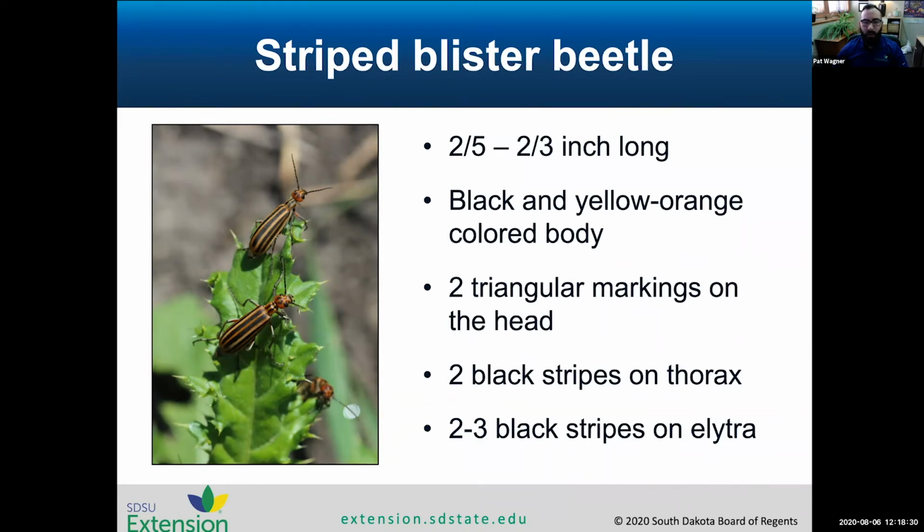In terms of the markings, you can kind of see in the picture, they'll have 2 triangular markings on the head, like those 2 triangles pointing away from each other on the back of the head. They'll have 2 black stripes on the thorax, and then they'll have anywhere from 2 to 3 black stripes on the elytra, again on the back there on the hardened forewings.